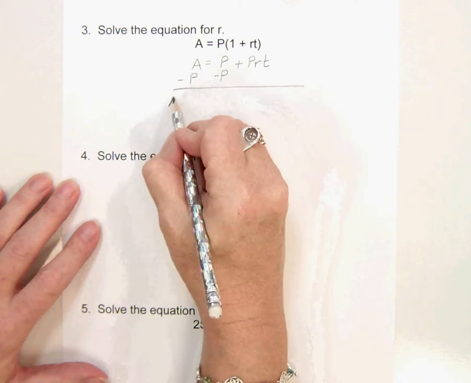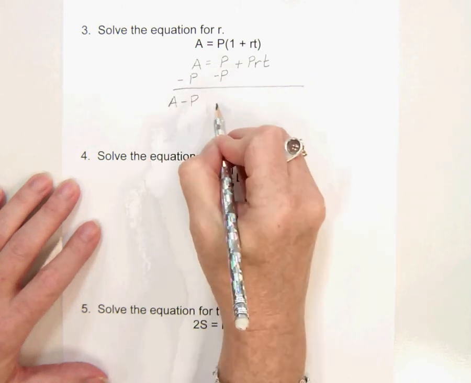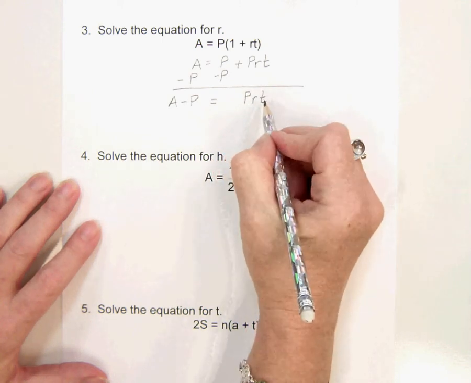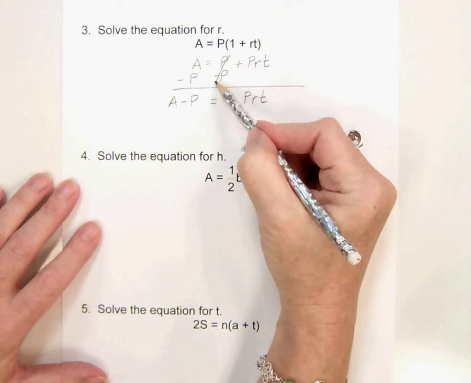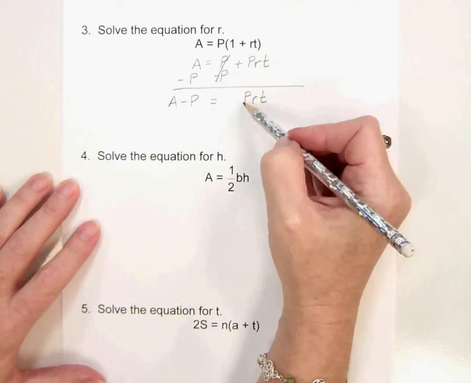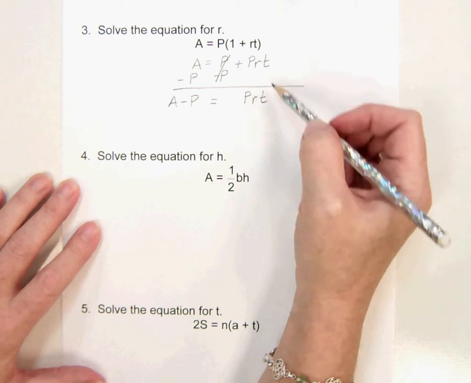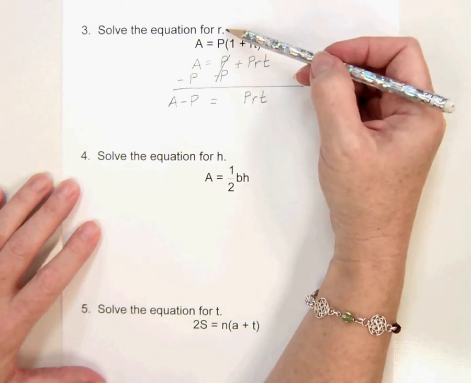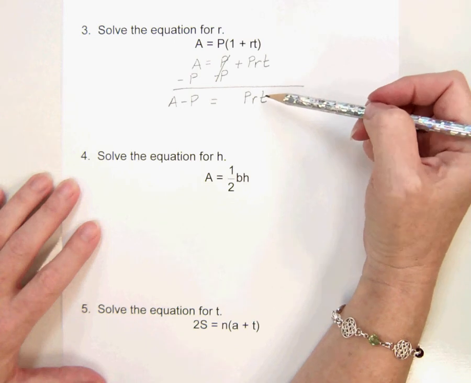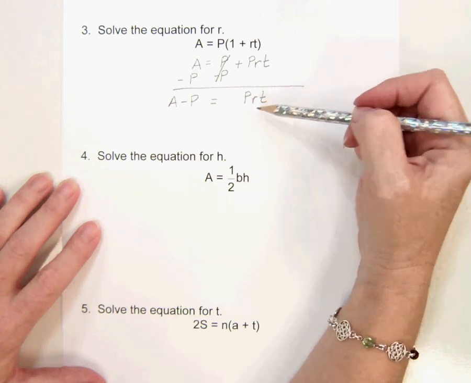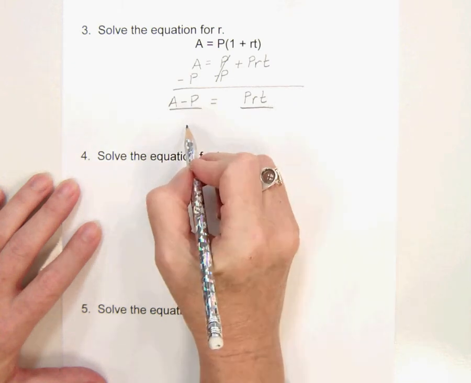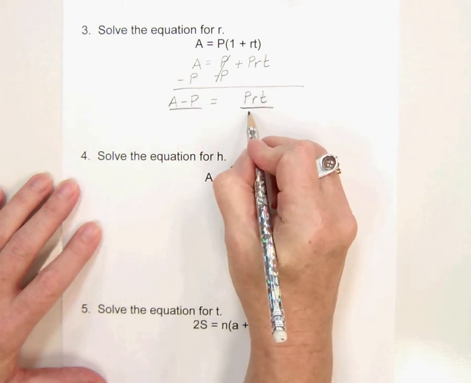So we have A minus P is equal to, and we still have the PRT, but the P minus P created a 0. So now we have multiplication with 3 variables. And remember, we're trying to solve for R. So we need to get the multiplication of P and T on the other side of the equal sign. So we're going to have to divide out on both sides the P and the T.